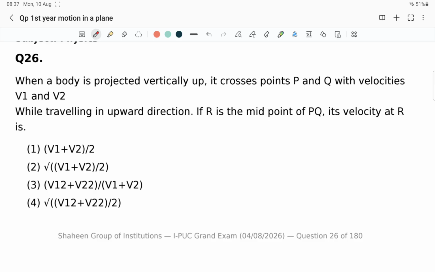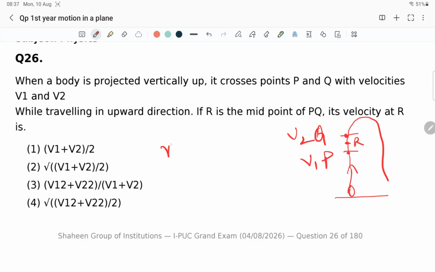The concept is when a body is projected vertically up. I am projecting something vertically up. It crosses points P and Q with velocities v1 and v2 while traveling upwards. If R is the midpoint of P and Q, its velocity at R is. We have to find the velocity at R. So how will you find it? R is the midpoint, he has told.